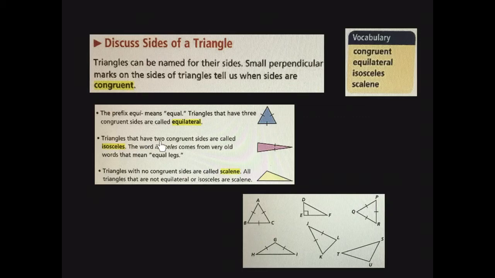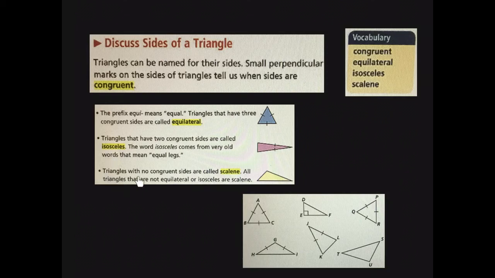Triangles that have two congruent sides are called isosceles. The word isosceles comes from very old words that mean equal legs. So the base is different, but the legs are the same. So these two marks here show me that this slant and this slant are equal, but the bottom is different because it doesn't have a mark. So two sides the same, an isosceles triangle.